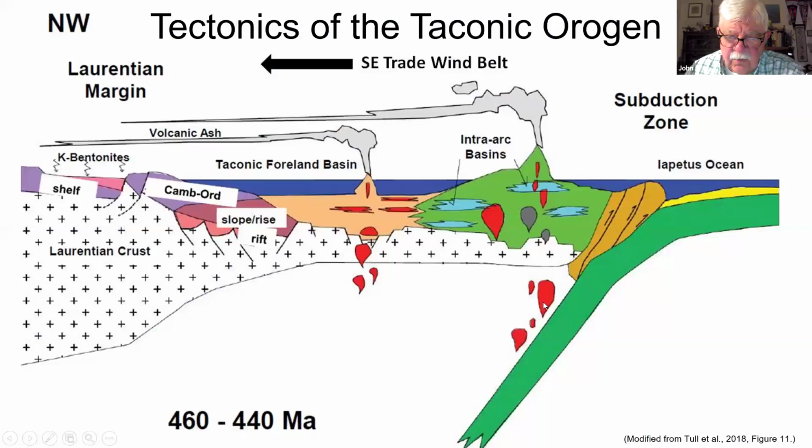And here is a cross section that shows how the ash beds were deposited. Here is the subduction zone in the Iapetus Ocean, southeast to northwest, and the winds blew. Here's the trade winds. They blew the ash into our area that became eventually bentonite beds.